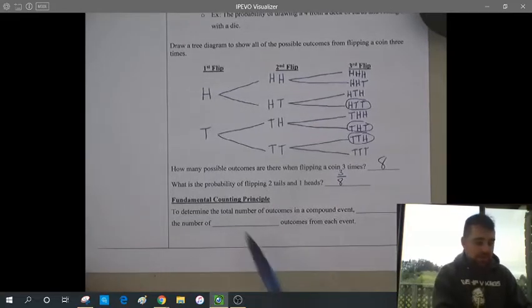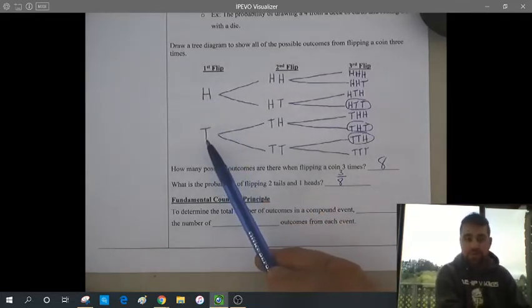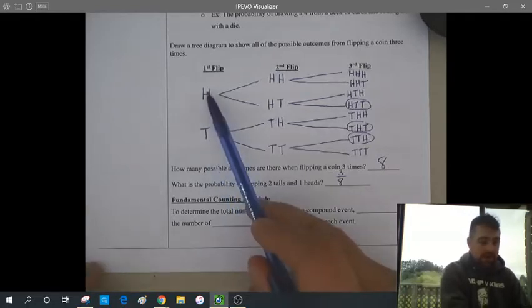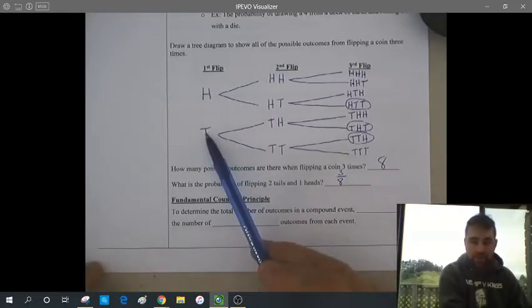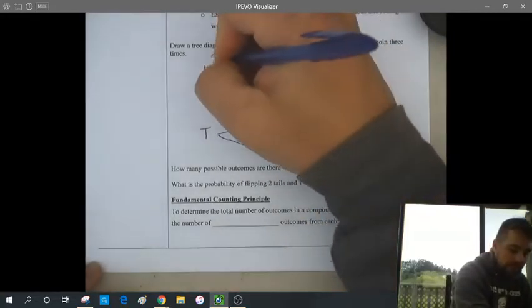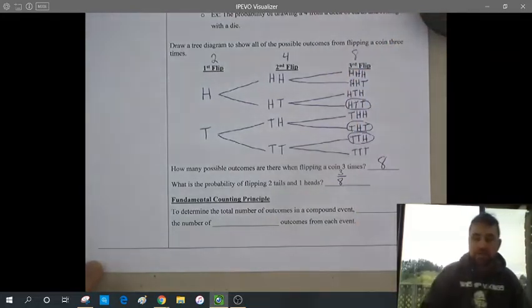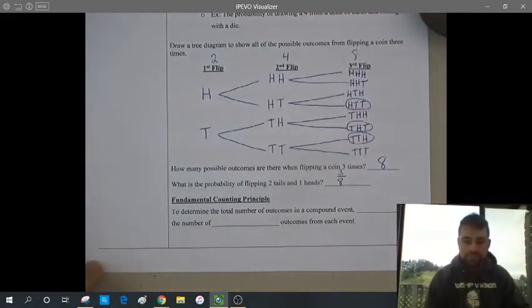Okay, the fundamental counting principle as it's known. So what we were noticing there is that each time there were 2 options for flipping the coin. You could either end up with heads or tails. But what that causes on the first flip there's 2 outcomes. On the second flip there is 4 outcomes. So 2 here, 4 here, and then we ended up with 8 total outcomes on the third flip.